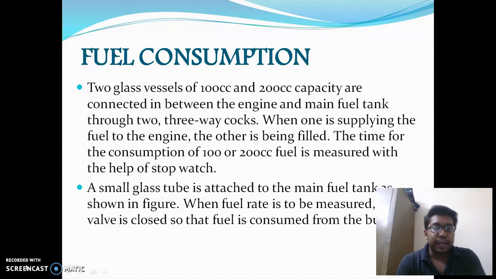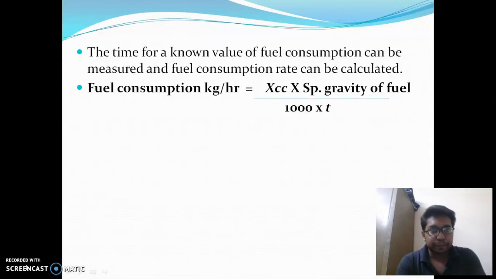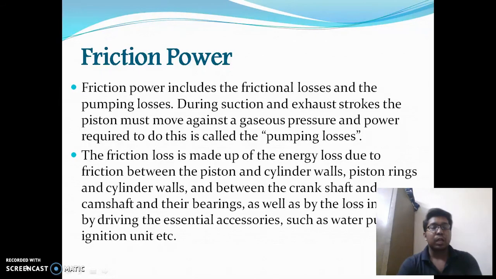Now, a small burette is attached to the main fuel tank as shown in the figure. When the fuel rate is to be measured, the valve is closed so that the fuel is consumed from the burette. The time for a known volume of the fuel consumption can be measured and the fuel consumption rate can be calculated. Now, fuel consumption in kilogram per hour, we have a formula for this: volume into specific gravity divided by 1000 into time consumed.